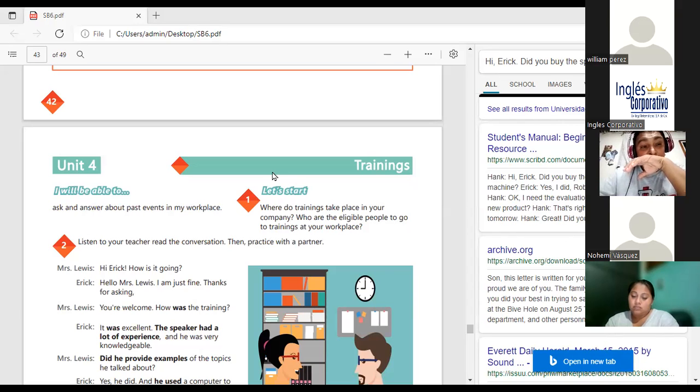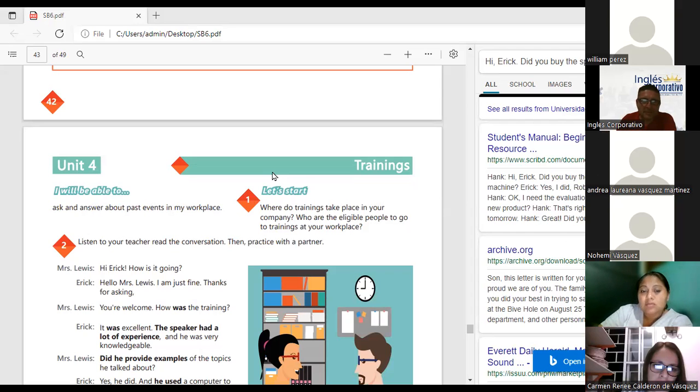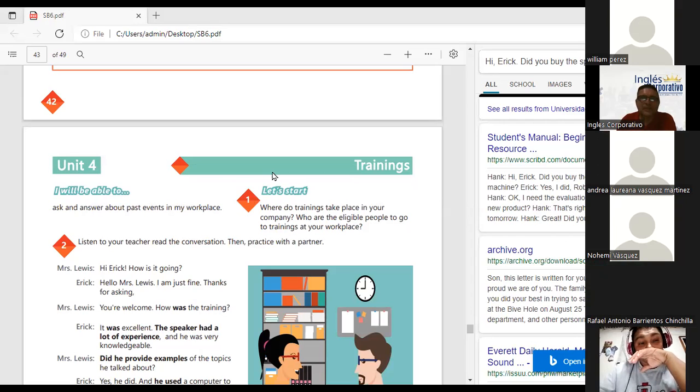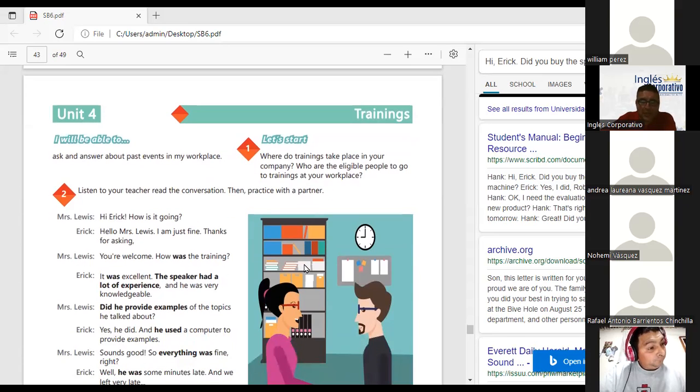¿Qué le están preguntando ahí? What are they asking for? ¿En qué lugar toman las capacitaciones? Ajá, en la compañía. And the second question? ¿Quiénes son la gente elegible para ir a capacitaciones en su lugar de trabajo? La respuesta debería de ser toda la persona que trabaja para la compañía, todos deberían de recibir training. Yes. So, hay diferentes clases de training que pueden ofrecer en las compañías. Computer training, soft skills, different types of training. Okay, so I'm going to read the conversation.